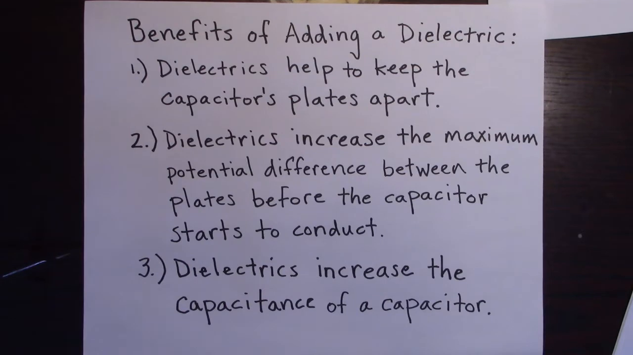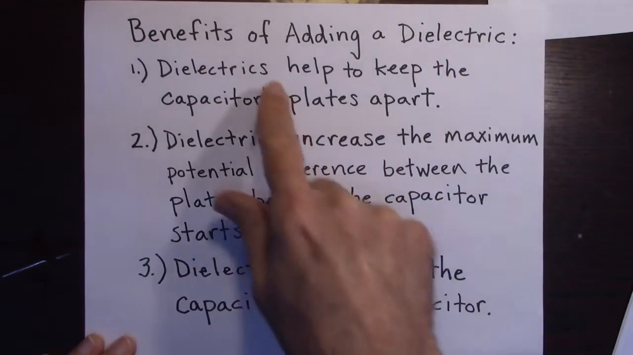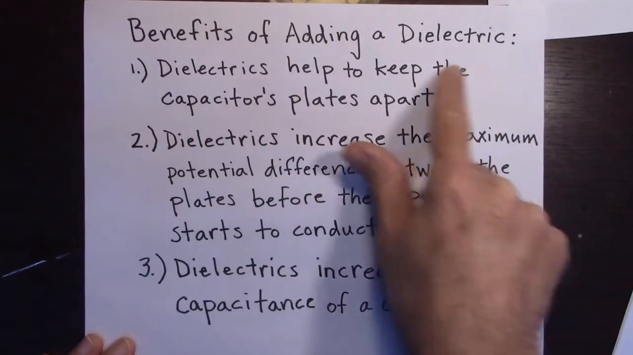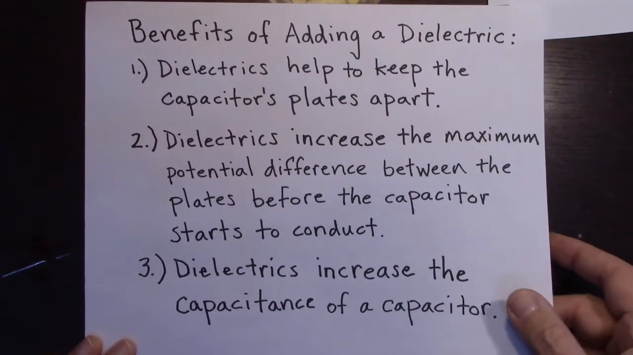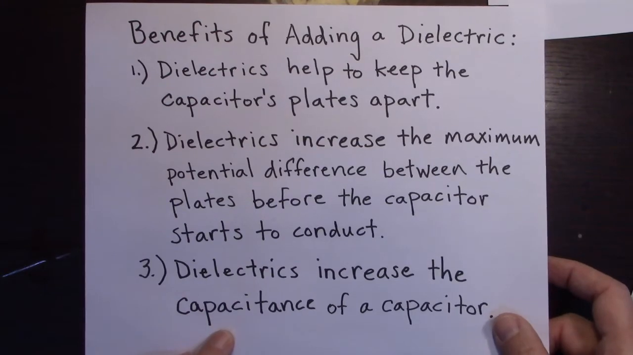And then the big one for this unit is that dielectrics increase the capacitance of a capacitor. If you put a dielectric in, you might double the capacitance of a capacitor or triple it. Okay, so we're going to start out with this one. That's all I'm going to say about number one. Number two is at the end of this video or in another video. Okay, so let's talk about how it increases the capacitance of a capacitor.